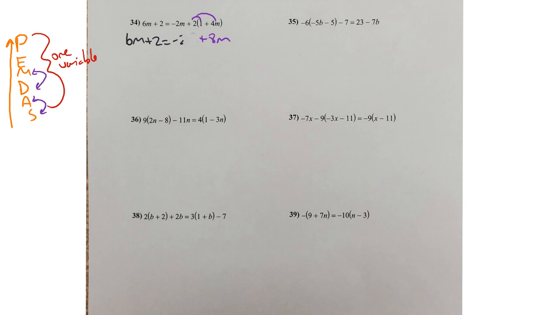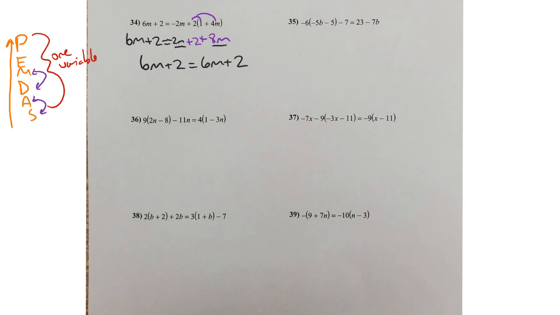So I should make that a little bit neater. So I have negative 2m plus 2. Now, on the left side is going to stay 6m plus 2. I'm going to combine negative 2m and 8m, and it is equal to 6m plus 2.